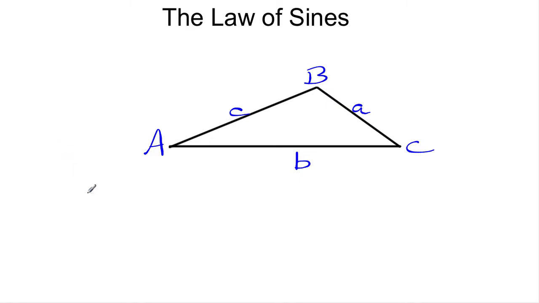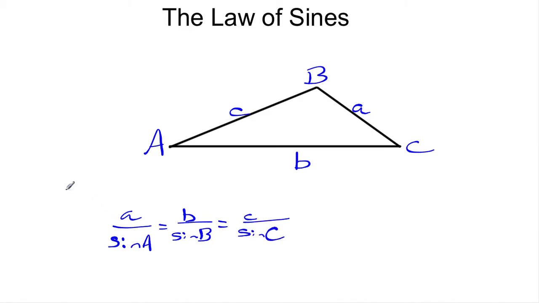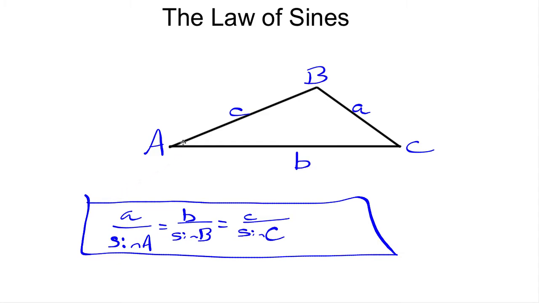The law of sines says that if I take the ratios of these sides to the sines of their opposite angles, they will all be equal. So that means that a over the sine of angle A is equal to b over the sine of angle B is equal to c over the sine of angle C. This is the law of sines. So we can solve for any of these variables given three.